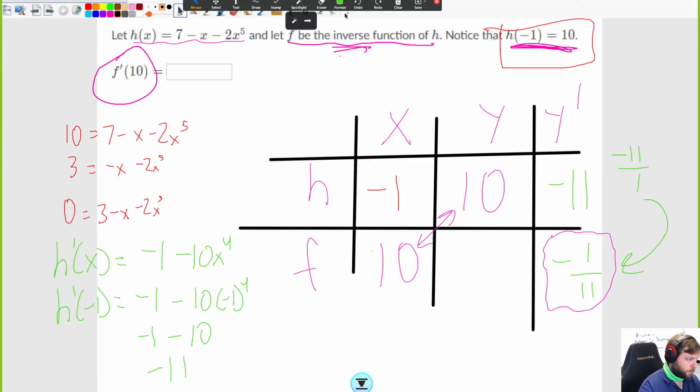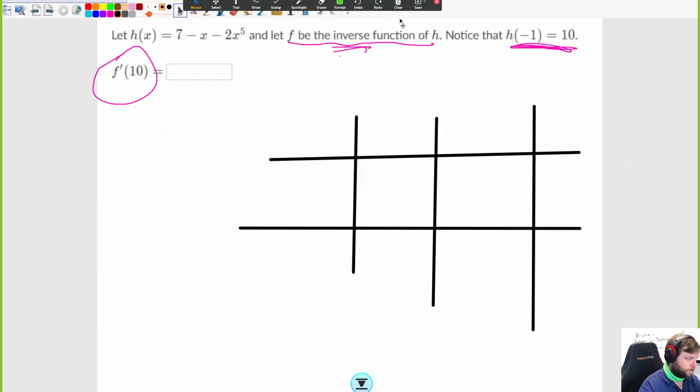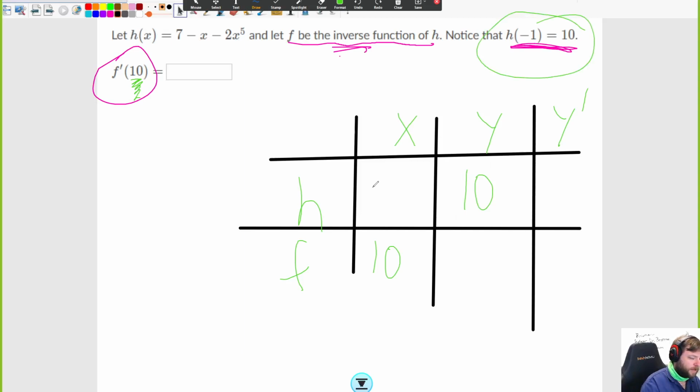So to walk through that one more time. It says inverse, so make my table. F down here, H here. The x value of the inverse is 10. That makes the y value of the other function also 10. To get the y prime, I need to know the x because I need to know what to plug in. I can't just get it with just the y. And then I'm like, oh, hey, I'm given that information.